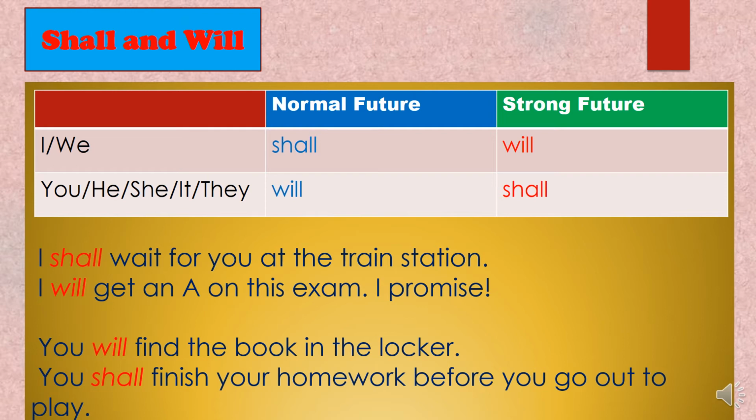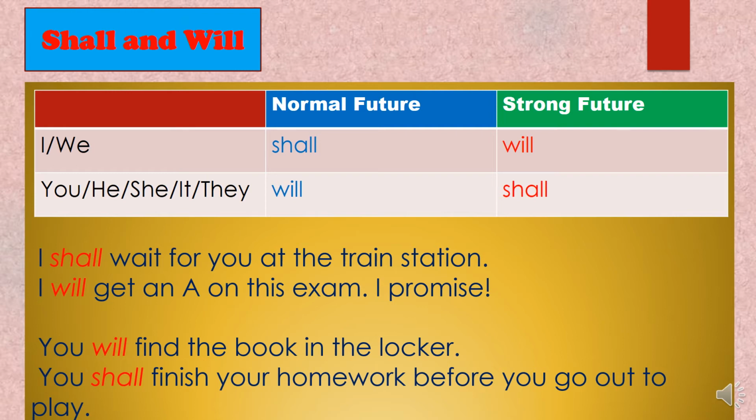See, you will find the book in the locker. You are making a general remark, just a general statement. This is something very normal, so you will use will with the second and third person. But when you are determined about something, when you are making a strong statement, you will use shall in the second and third person. See, you shall finish your homework before you go out to play. Here you are making a strong statement, you are commanding something to someone, so you will use shall in the second and third person.